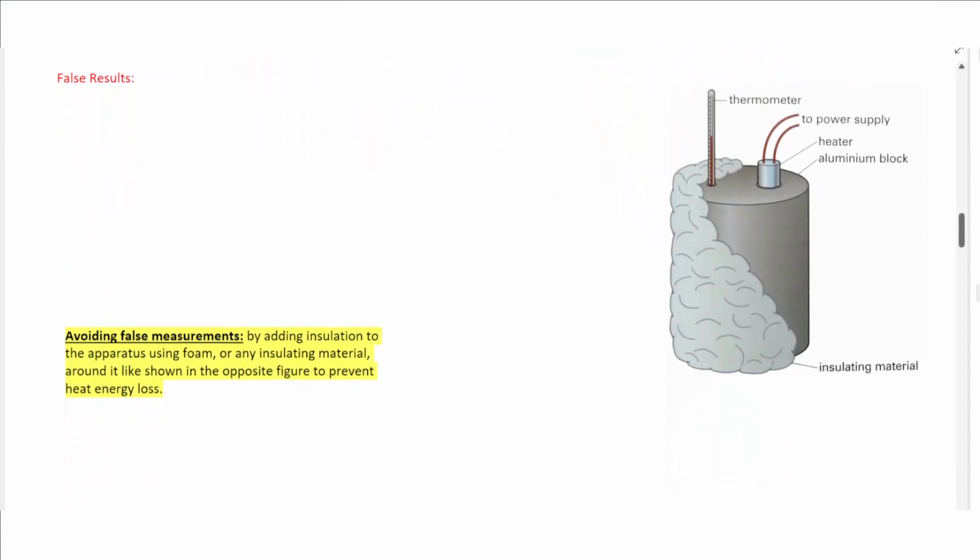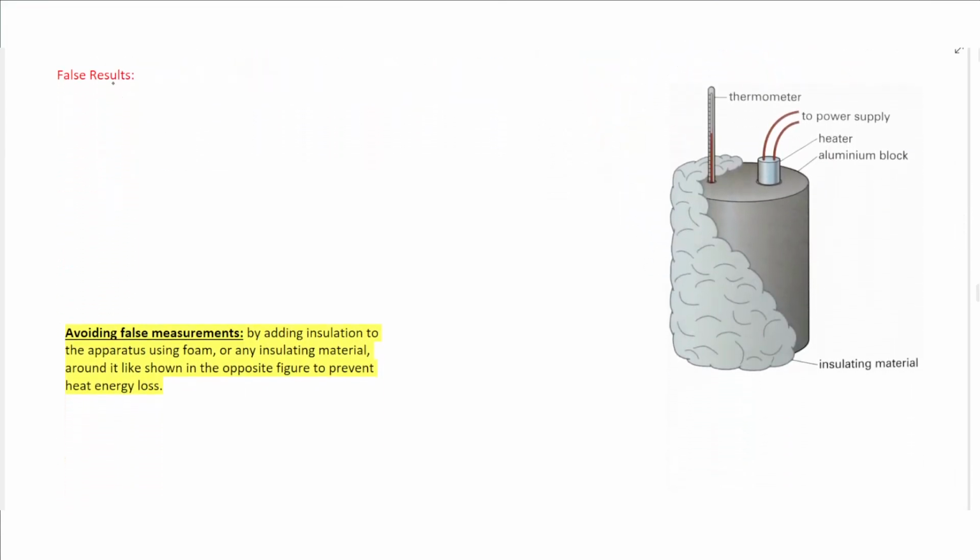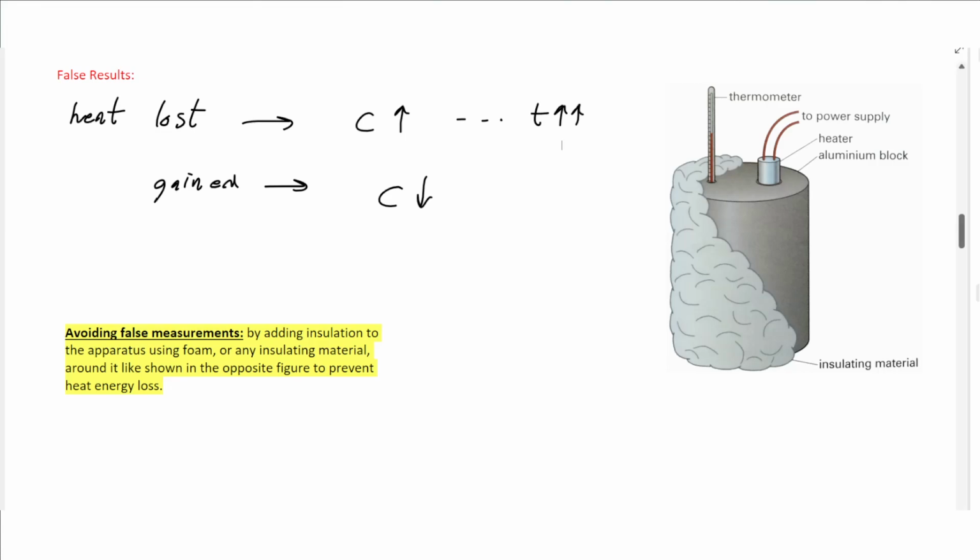In these experiments, there are always false results if there is heat gained or lost. If there is heat lost, the value of C will be greater than normal. If there is heat gained, the value of C will be less than normal. This is because the time of the experiment will increase. Since you are losing heat to the surroundings, you will not be able to heat the object to the required temperature in the same time. You will have to take longer time to heat the object and the surroundings.